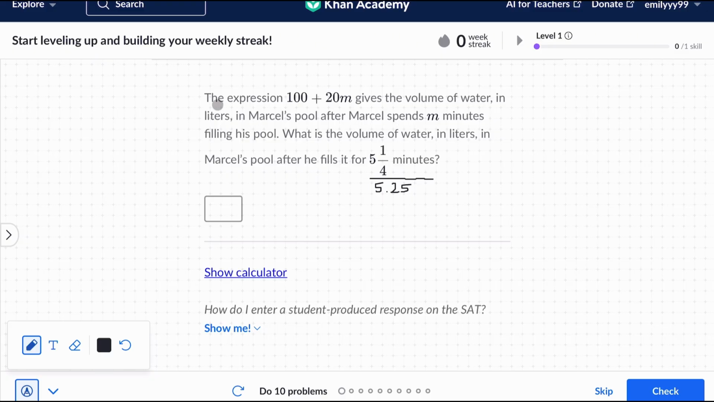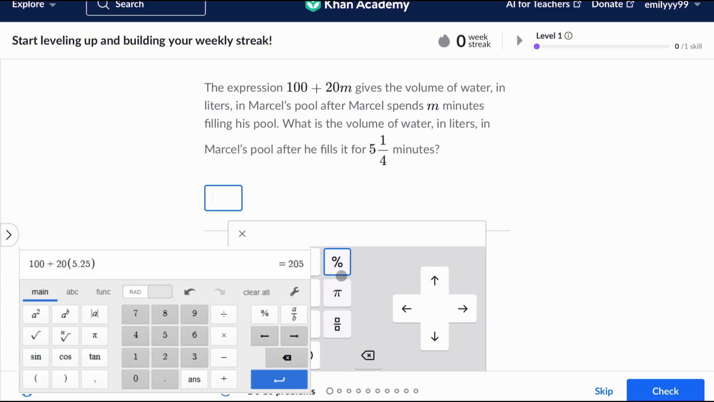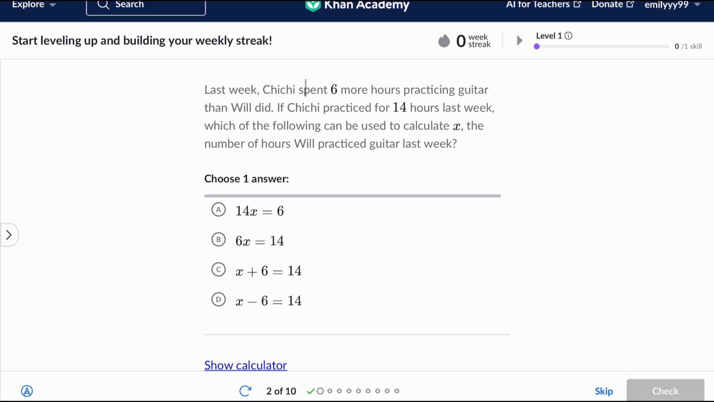And so when we see the problem again, m stands for minutes, and this is the equation that we would use, and we're given 5 1/4 minutes, so all we have to do is plug it in. So it's just 100 plus 20 times 5.25, and so that should give us the answer. So all we have to do is plug it into the calculator. That's going to give us 205. Great work.